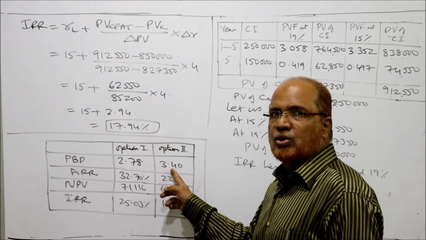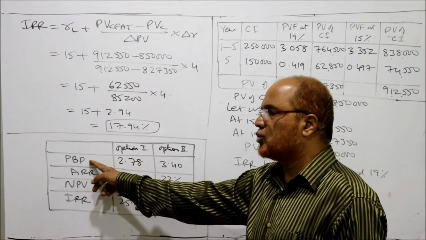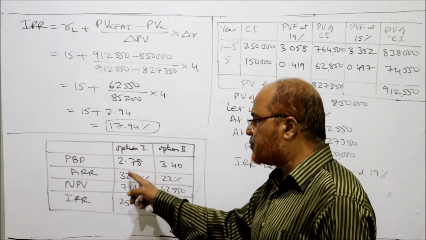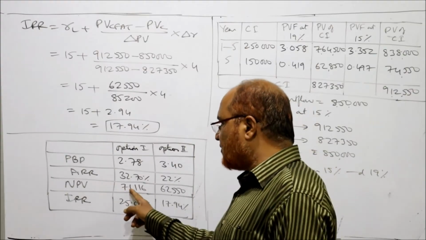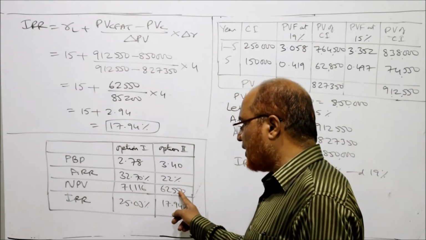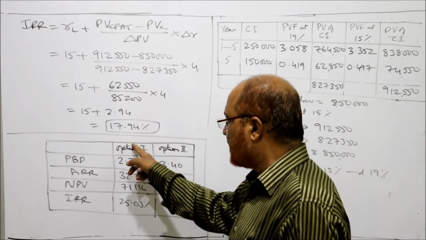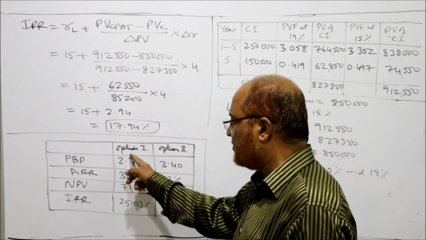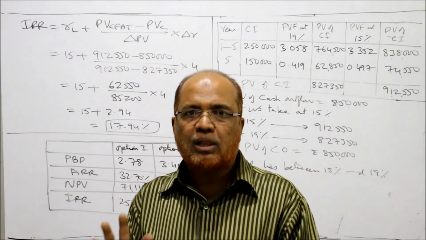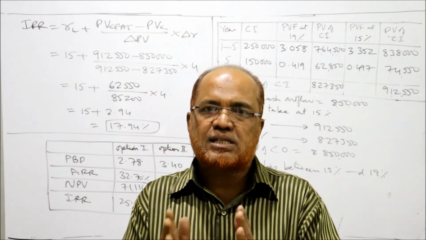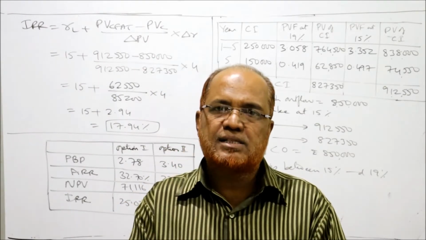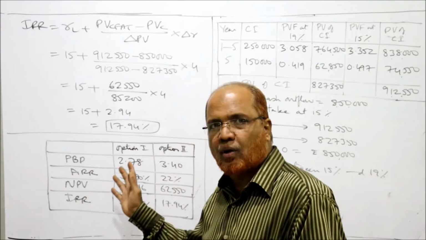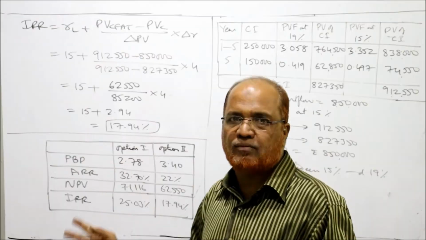2.78, 3.40, so option 1 is better according to PBP. ARR 32.7, 22, again option 1 is better. NPV 71,116, 62,550, again option 1. IRR 25%, 17%, 25 is greater. So according to all the four criteria, it is suggested to go for option 1, since in this option all the criteria are favoring option 1.